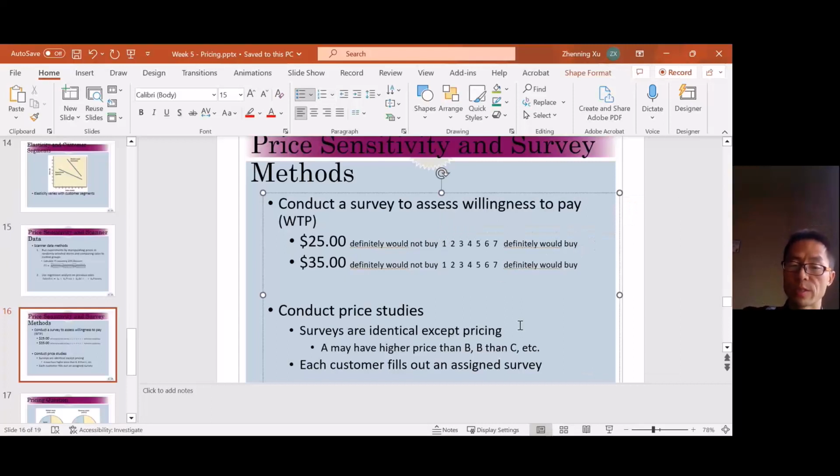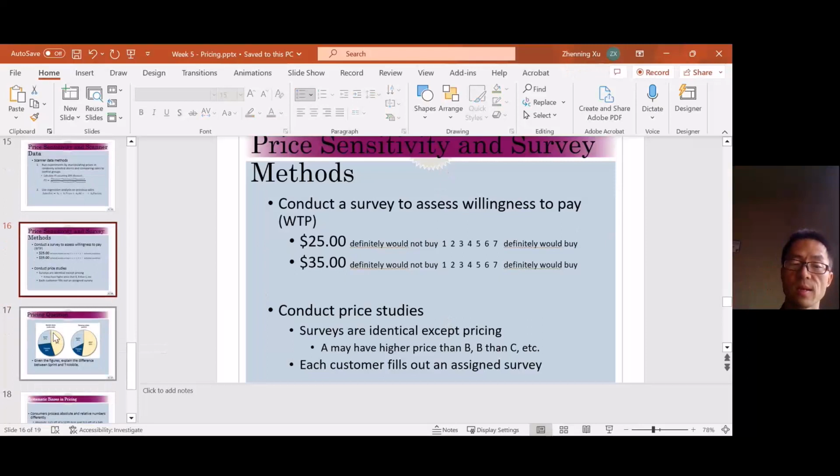Next one. You can also conduct pricing studies. Let's say you have an experiment and you try to make sure these products are identical. Then you have participants fill out the survey, do some analysis, and see which kind of scenario may lead to more product sales.